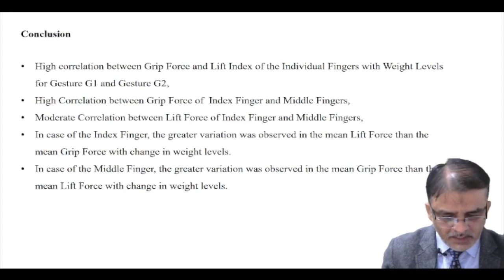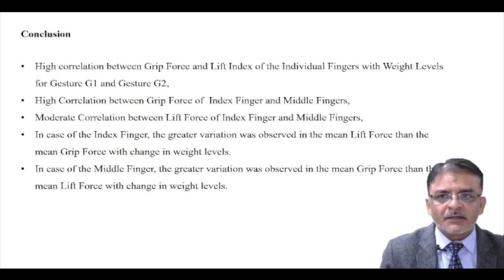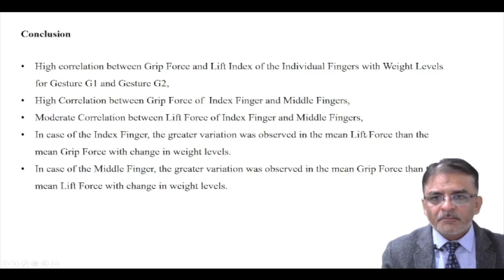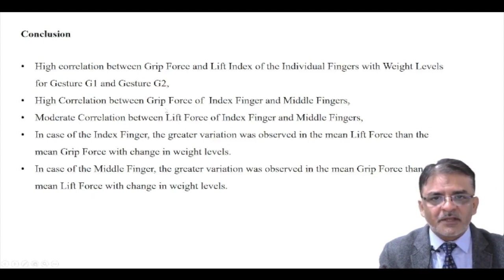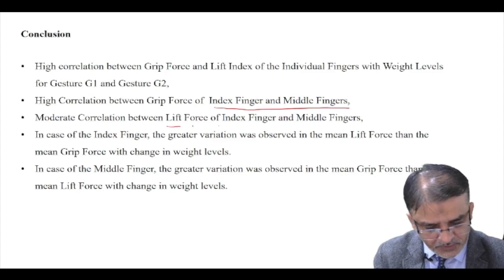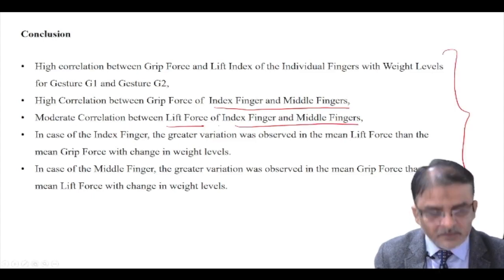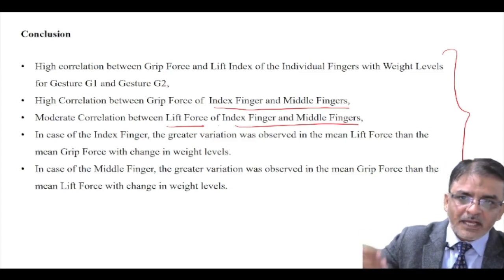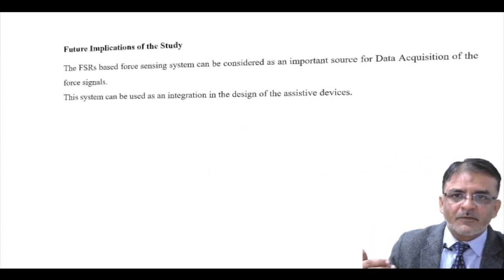So these are some of the conclusions: the correlation between grip and lift force with respect to the index finger was high, with high correlation between grip force of the index finger and middle finger, and moderate correlation of lift force in the index finger and middle finger. This information was used to find out the accuracy of correlation in the gestures as well as the information we are getting from the signals.